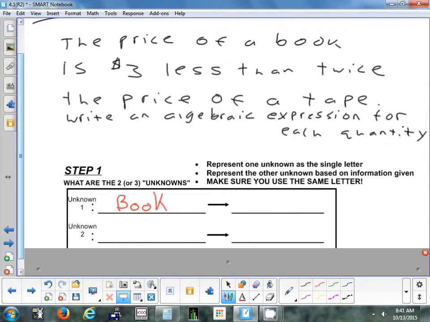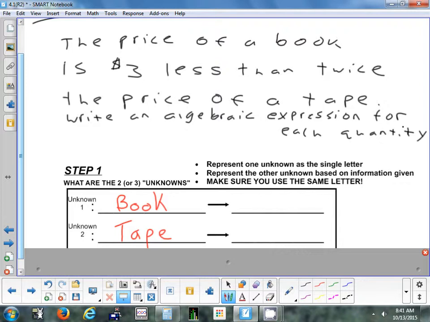And Michaela, what's my second unknown? Tape, right? So book, if you put book price, you're not wrong. And I'm going to put tape right here. Mr. Nato, which one is going to get the single variable? Book or tape?